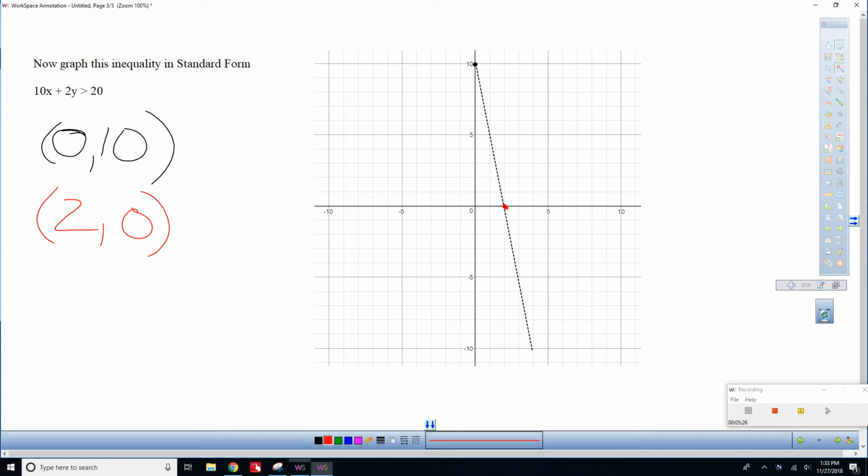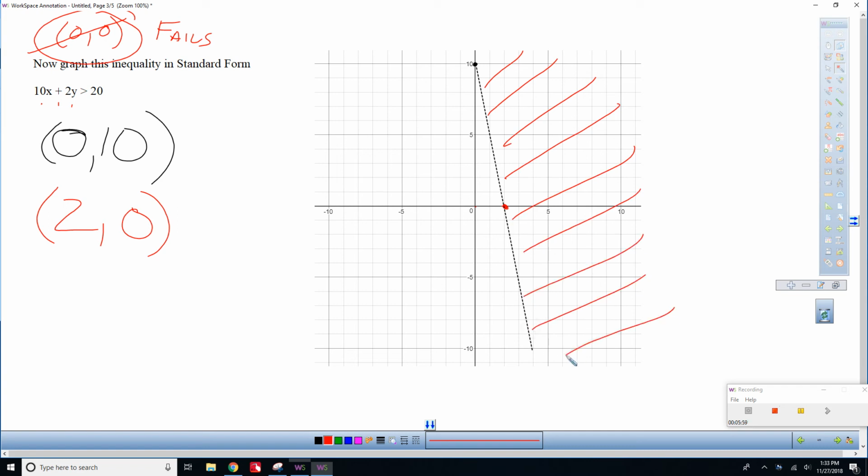So let's test the point 0, 0. Is 0 plus 0 greater than 20? So the point 0, comma 0, it fails. So that means these must be the points that work. The shading can only be on one side of the line. And since 0, 0 failed, the other side must work. Why did I pick 0, 0, you might ask? Because it was the easiest number I could pick. Okay, does that help? Let's do one more.